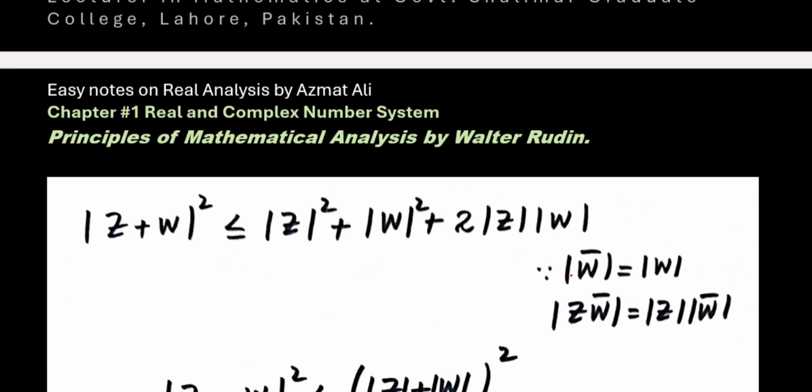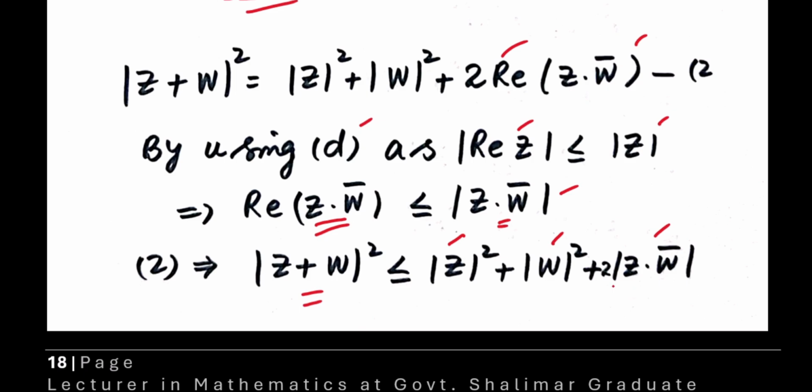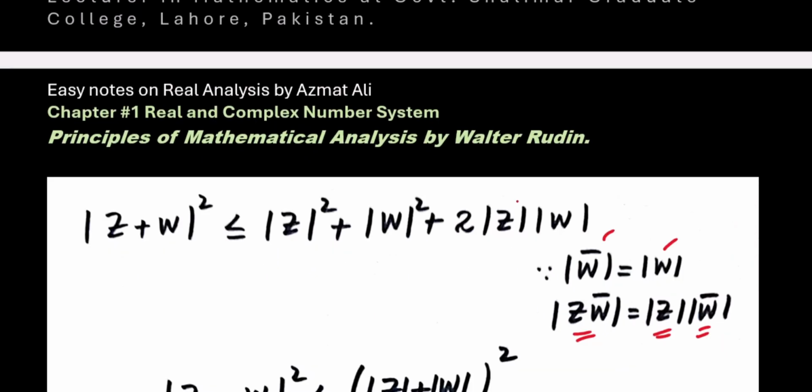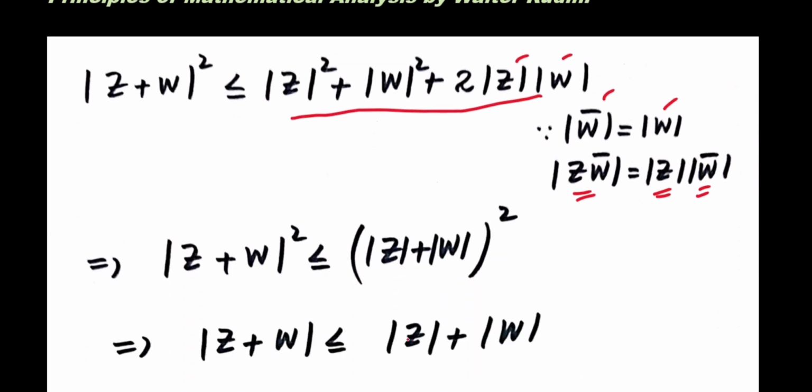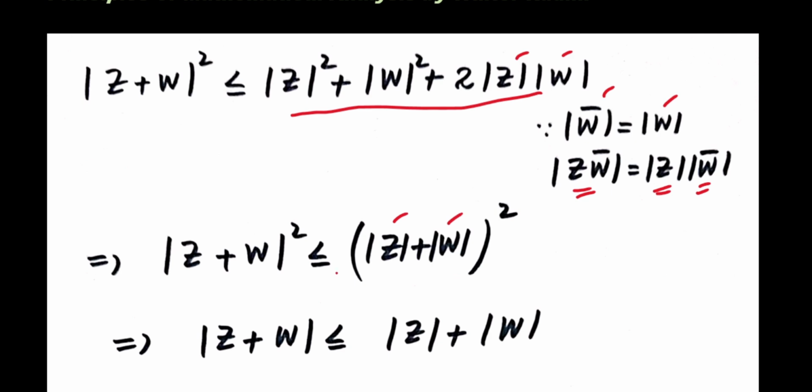Again, by using the earlier result, we can separate the product of both complex numbers: modulus of z into w conjugate is equal to modulus of z into modulus of w conjugate, and the modulus of w conjugate is equal to modulus of w. So the last term can be written as 2 times z modulus into w modulus. This is the square of the modulus of z plus modulus of w. Taking square root on both sides, we have the required result.